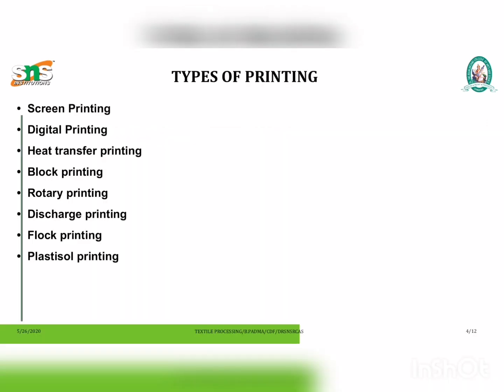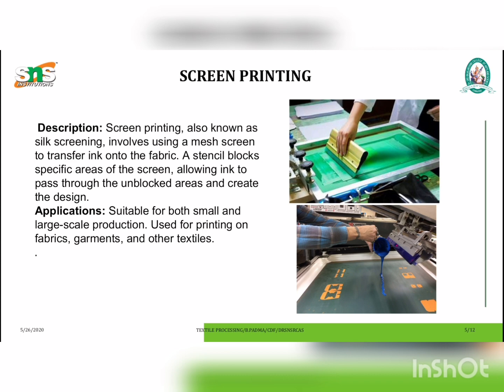Types of printing. There are various types of printing available: screen printing, digital printing, heat transfer printing, block printing, rotary printing, discharge printing, flock printing, and plastisol printing. Each and every type, we are going to see the description and the applications.